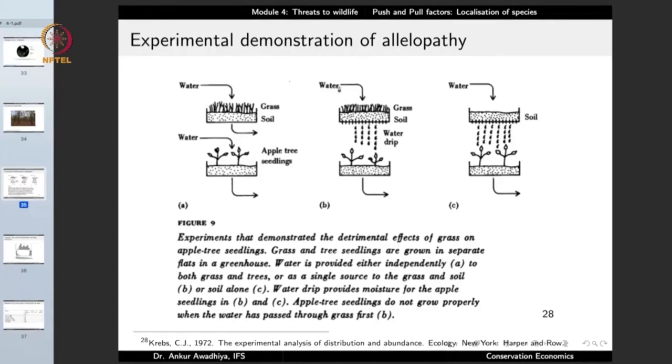Next, what you do is you add water to this grass, and you remove this water that has percolated through this grass and soil or has flown over this grass, and you add this water to the apple saplings.